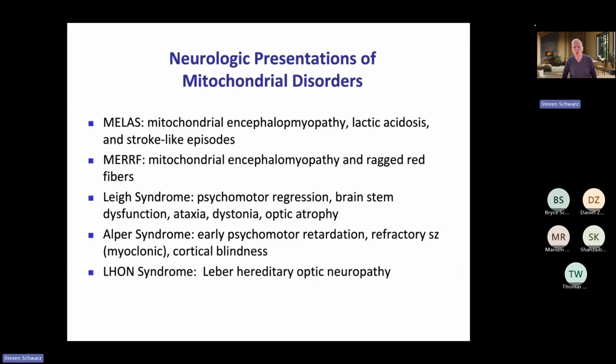Depending upon which mitochondrial disorder you're looking at, you can have a variety of neurological presentations. Suffice it to say that most of these patients will present with some aspect of developmental delay, psychomotor delay, developmental disability, and of course, refractory seizures, which are characteristic of the Alpers-Huttenlocher syndrome.